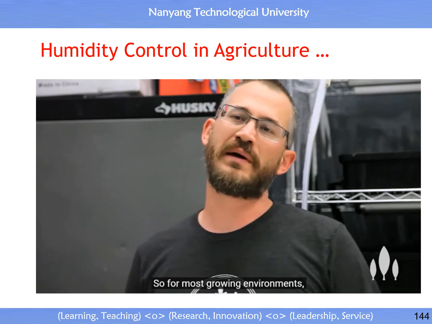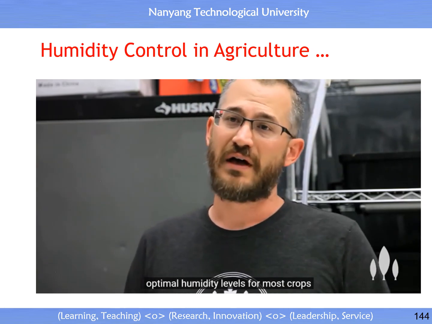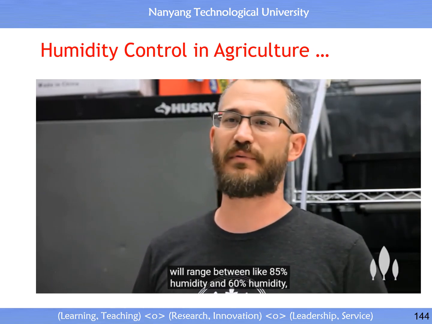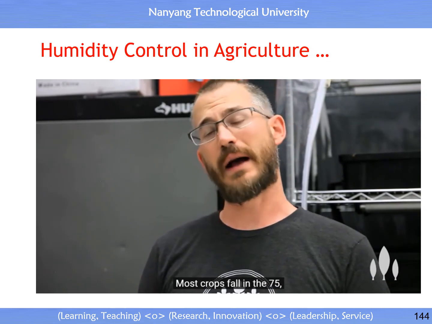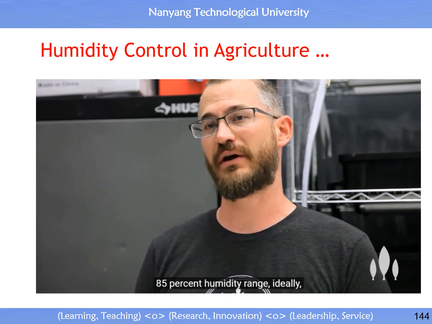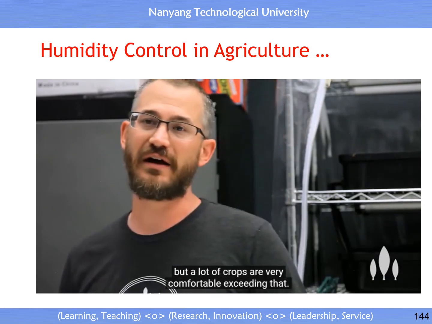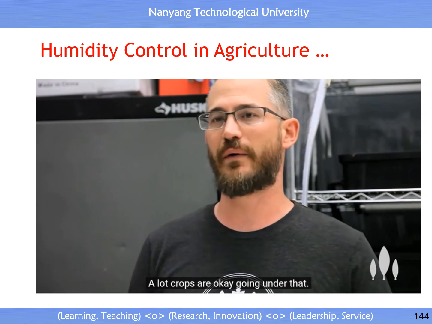So for most growing environments, optimal humidity levels for most crops will range between like 85% humidity and 60% humidity, somewhere in that range. Most crops fall in the 75 to 85% humidity range, ideally, but a lot of crops are very comfortable exceeding that. A lot of crops are okay going under that.